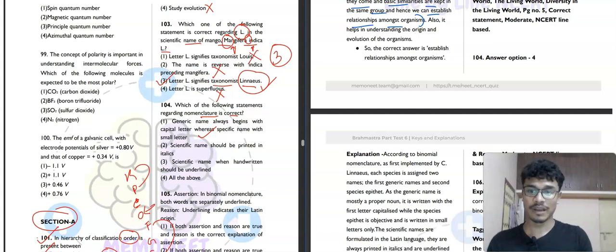Scientific name should be printed in italics. This is in italics. So the scientific name should always be printed in italics to show its Latin origin.